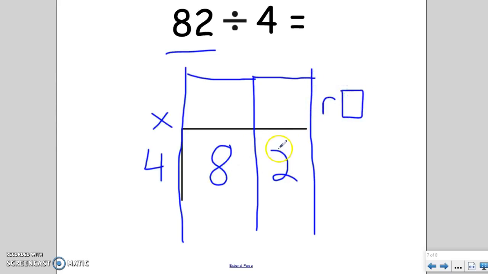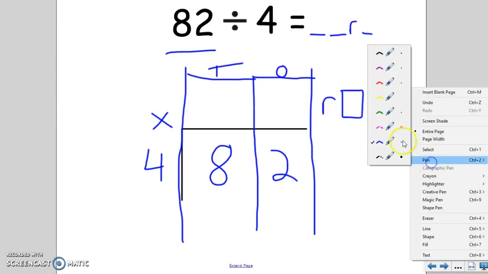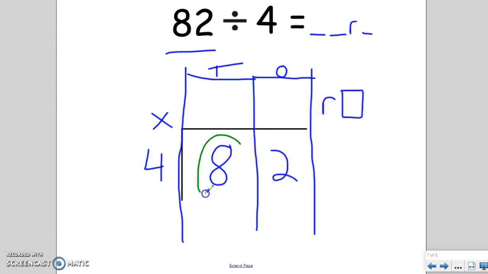So since I have 2 digits in my dividend, I'm going to have an answer with 2 digits and a remainder. So this, of course, is the ones part of my answer, and this is the tens part of my answer. So I'm going to go ahead and grab a different color real quick. How about green? Here's my first target.